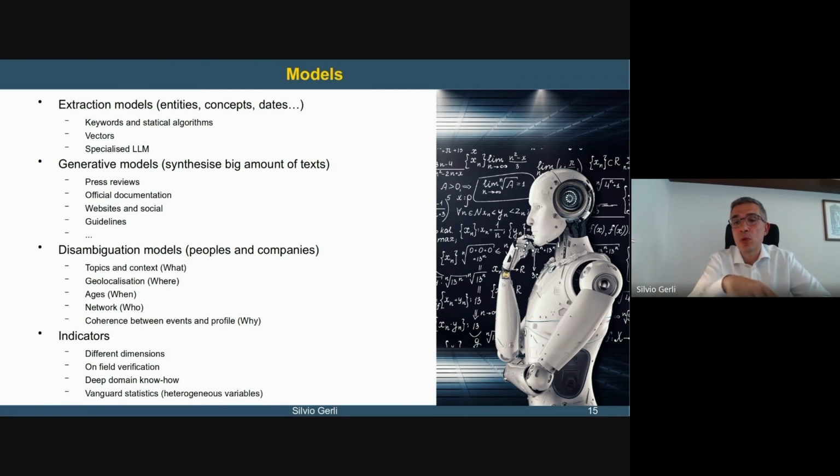Our indicators are used also by European political actors, also by local police, also by the Guardia di Finanza in Lombardy. They use our indicators. This is used and verified on the field. Deep domain know-how: as I said, we have to use models knowing the domain very well, and then use vanguard statistics. This is very important. It is very much bleeding-edge statistics. Every year a lot of new models come out. We continue to study, we have a lot of publications, because this helps to improve the performance.